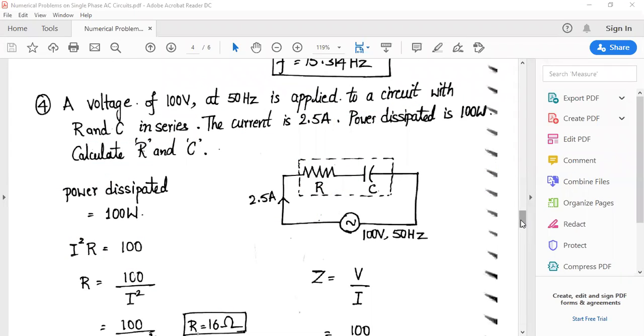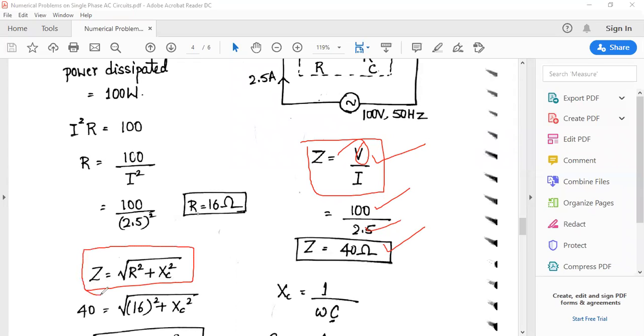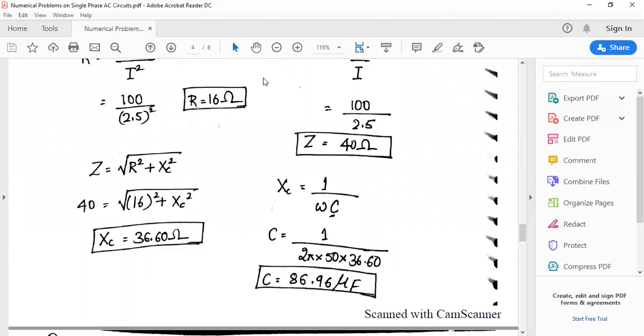Moving on, so Z we can generally calculate by V by I. So Z is given as V by I, where the value of V is 100 and I is given as 2.5. So Z is 40 ohm. So Z is root of R squared plus XC squared. So Z is 40 ohm, and this one is root of 16 squared plus XC squared. Yes, so the value of XC is given as 36.60.